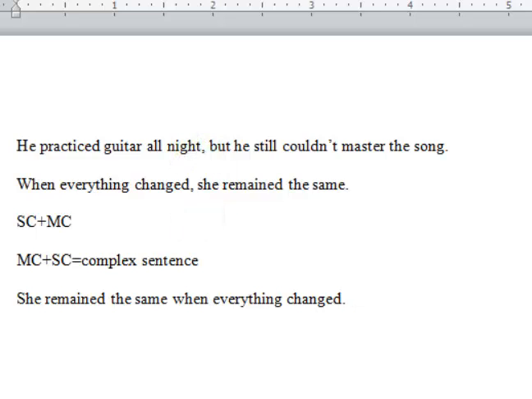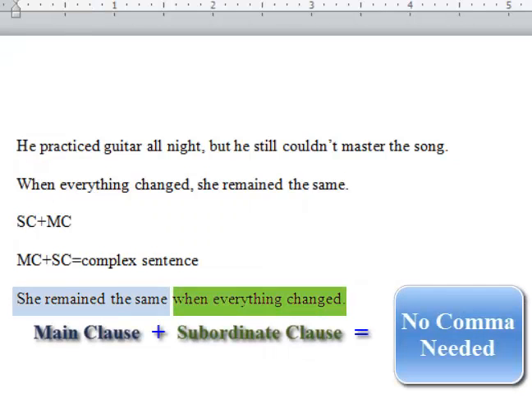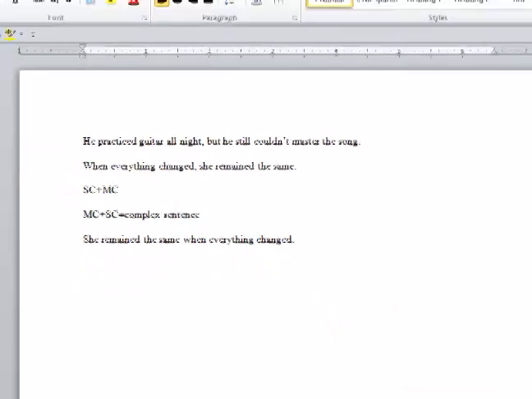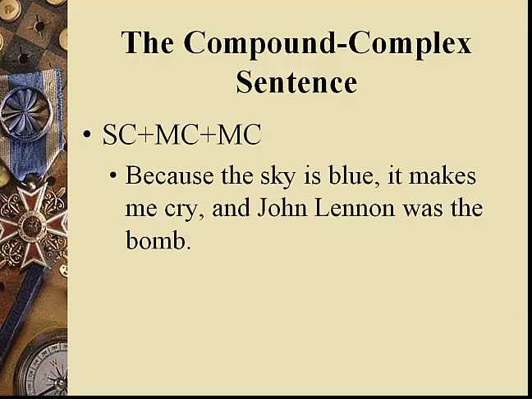But keep in mind that if you start a complex sentence with a main clause followed by a subordinate clause, you don't put a comma between the two of them. I don't know why. Maybe it has something to do with suspiration.